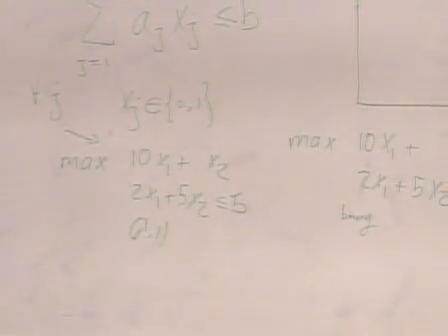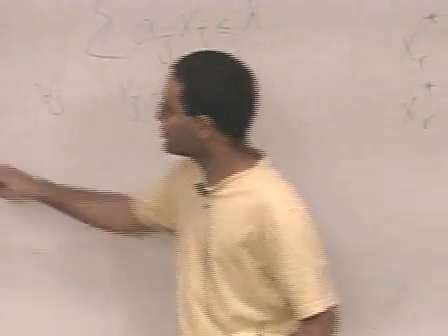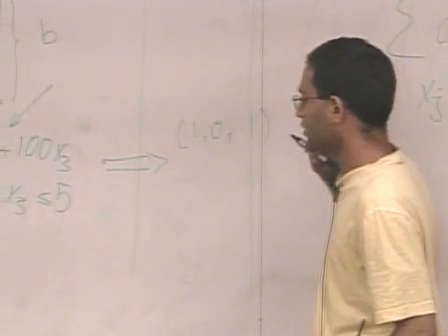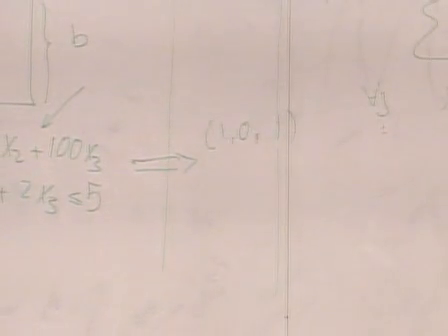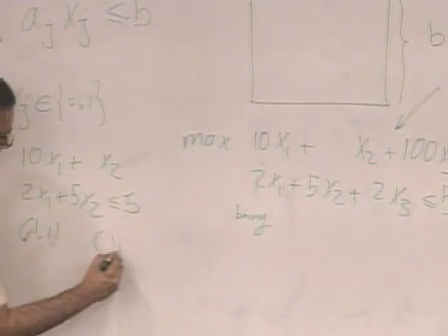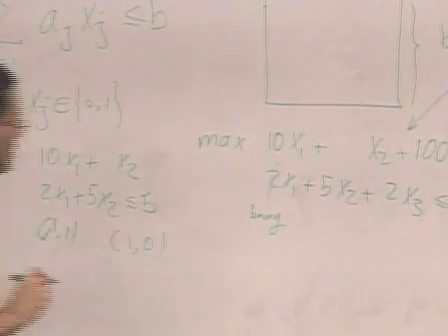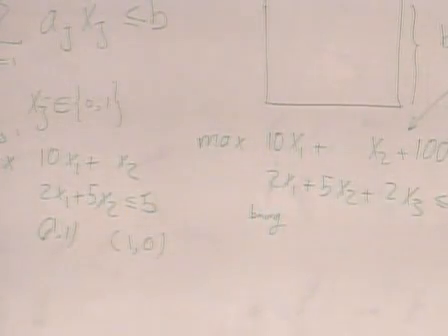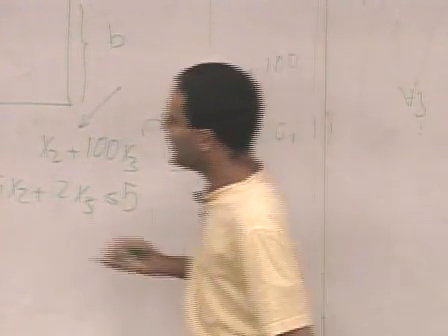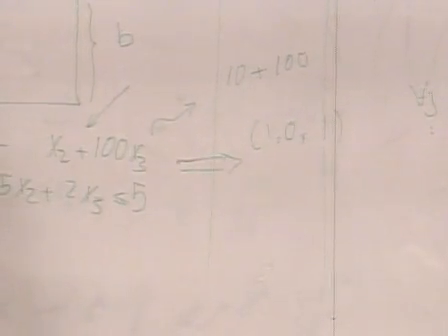Now, when you solve this problem this time, the optimal solution would be 1, 0, 1. Am I correct? Yes. So it would be 1, 0, 1. And the optimal solution here would be 1, 0. Yes? Okay. So the optimal solution here would be 1, 0. Here it would be 1, 0, 1. Now, look at the objective function here. It would be what? 10 plus 100. Here it would be 10.